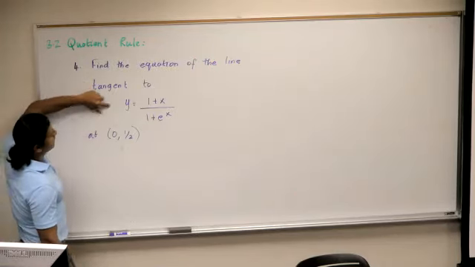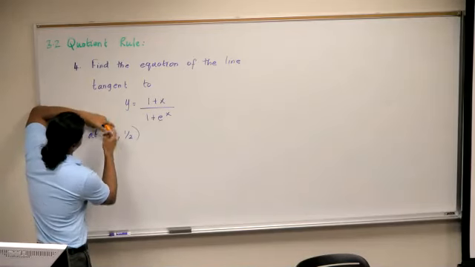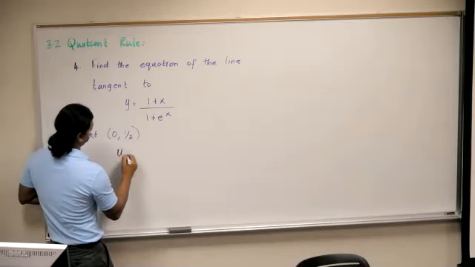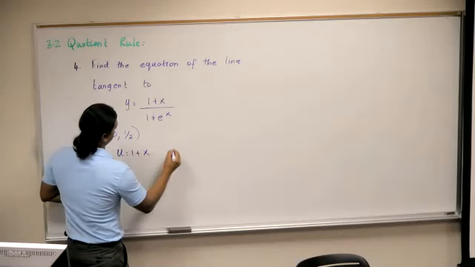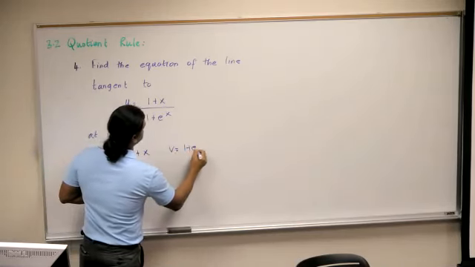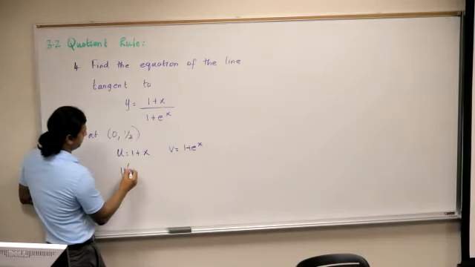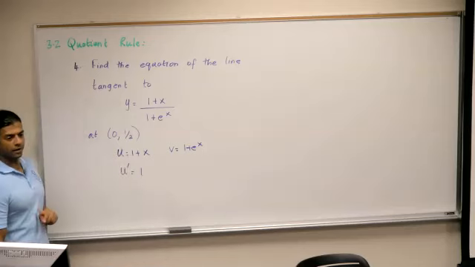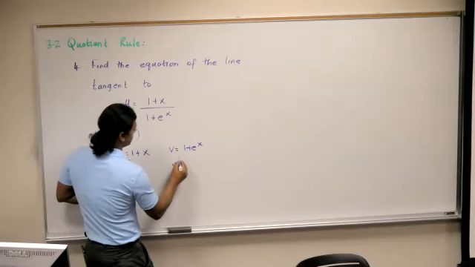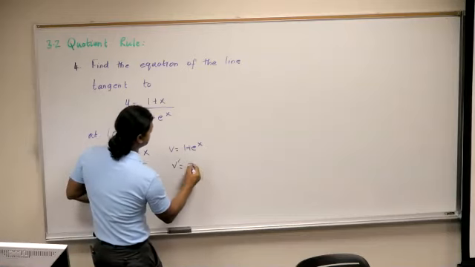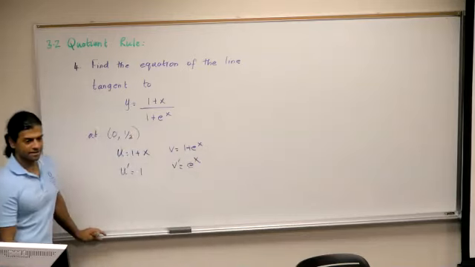Okay, so the numerator is 1 plus x. The denominator is 1 plus e raised x. What is the derivative of 1 plus x? It's just 1. The derivative of 1 is 0. The derivative of e raised x is e raised x.